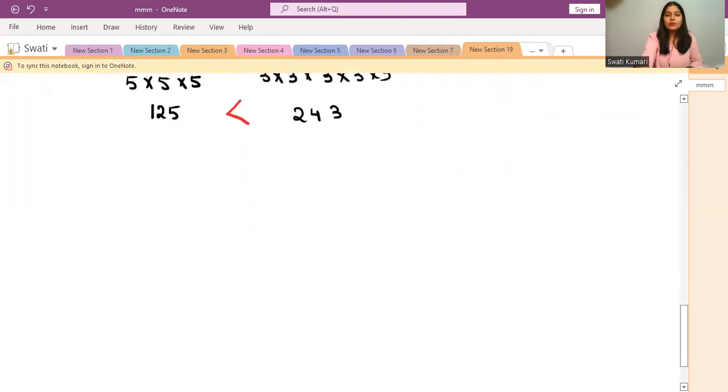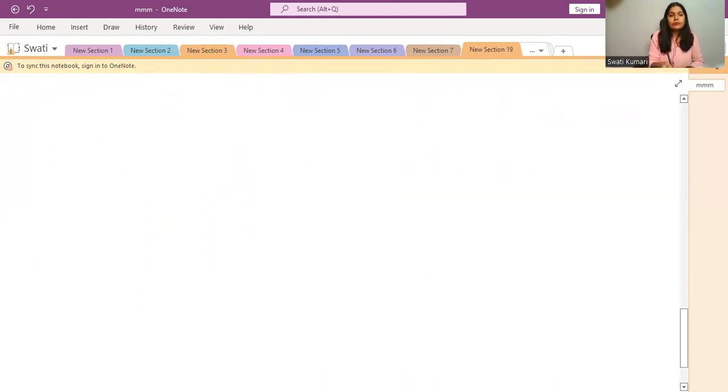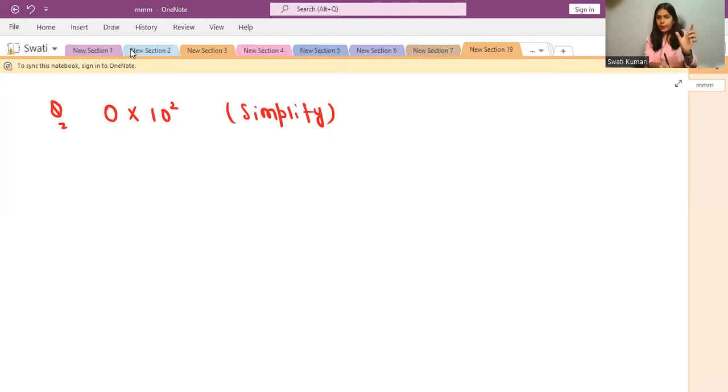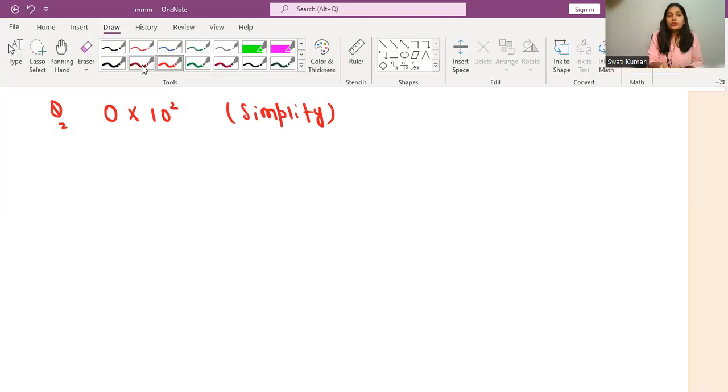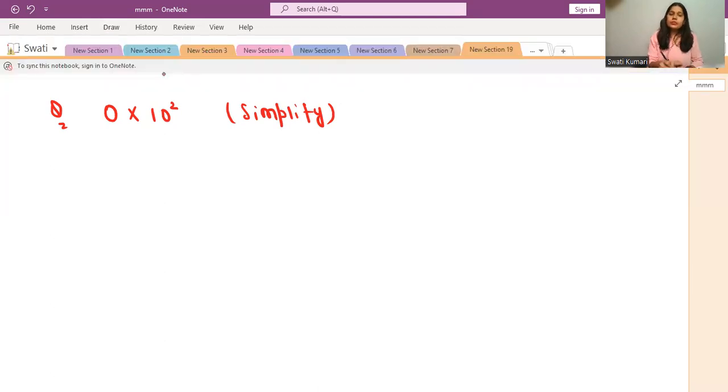Now let's go to the next question. So for example, you have to simplify here 0 into 10 square. This is the question. Simplify this. You will get such kind of questions in your exams. A question and a sum basically, and you will be asked to simplify it. So what do you have to do? You simply have to simplify it. So as you can see here that 10 square is 100. 0 into 100 is 0 because we know that 0 multiplied by any number is 0.